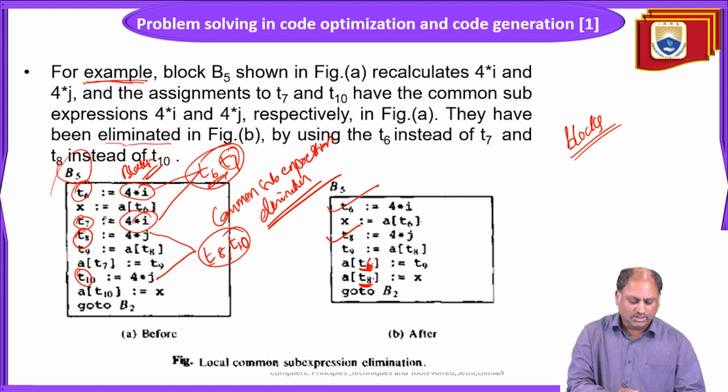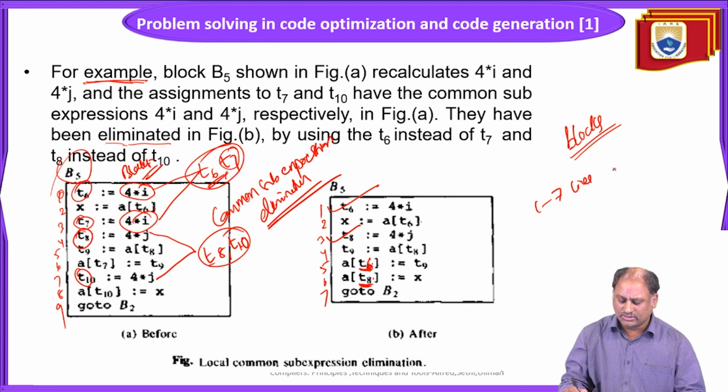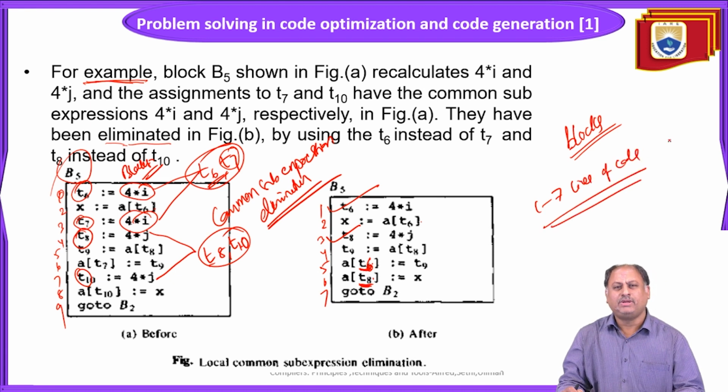The block of lines of code here, how many? 1, 2, 3, 4, 5, 6, 7, 8, 9 lines of code. But here in this case, 1, 2, 3, 4, 5, 6, 7. So 1 to 7 lines of code are generated. This is the optimization of the code.